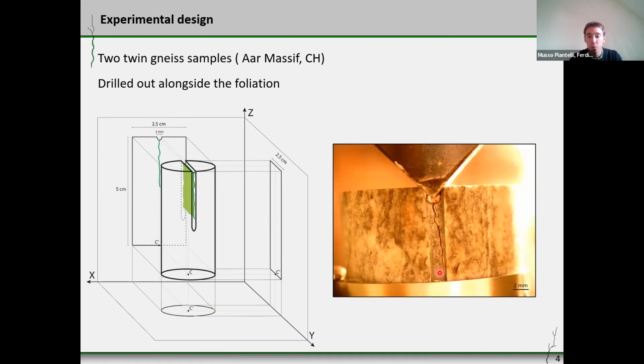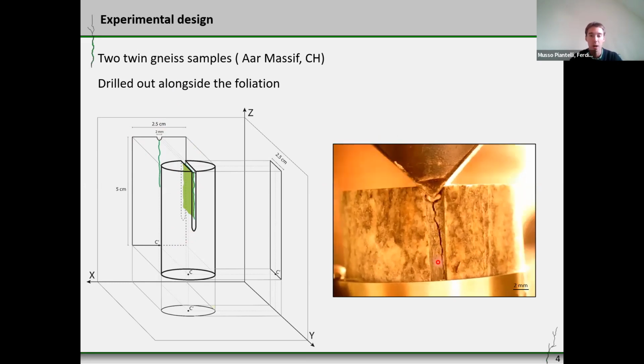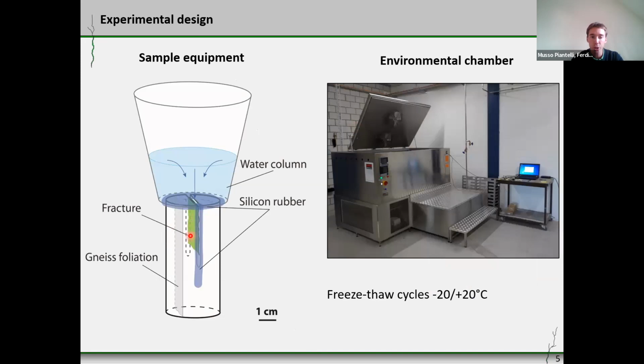Very important for us was to create an artificial fracture that simulated natural taper-shaped fractures entirely, and not only cutting the sample with a saw, which doesn't really simulate the roughness and complex features that are present in natural fractures. Then we filled the fractures with water. We sealed the sides of the fracture with silicone rubber and also on top. Then we placed a water column on top of it during testing to avoid evaporation issues. We placed our sample inside an environmental chamber where we performed freeze-thaw cycles from -20 to +20 degrees.